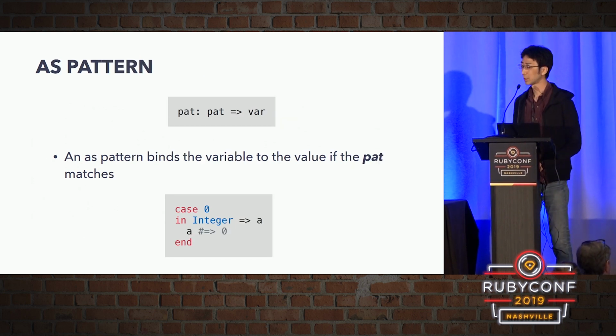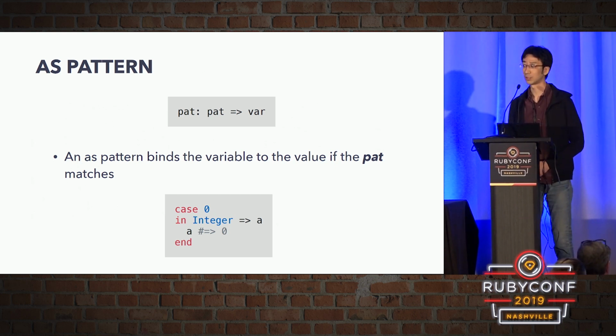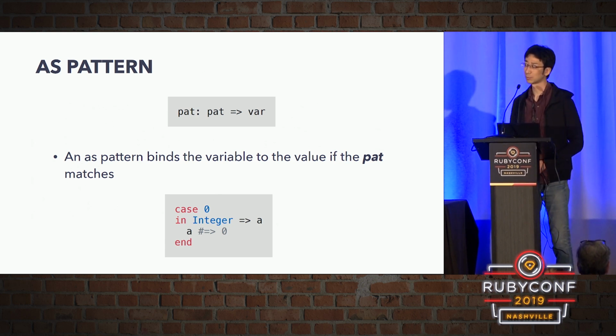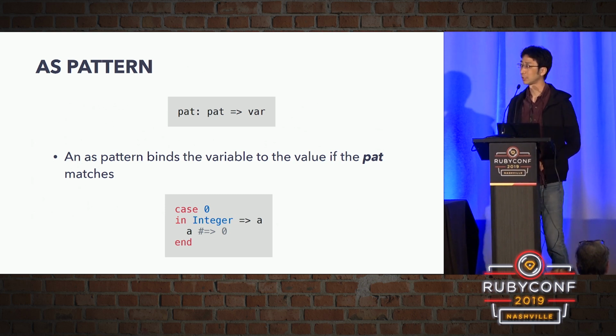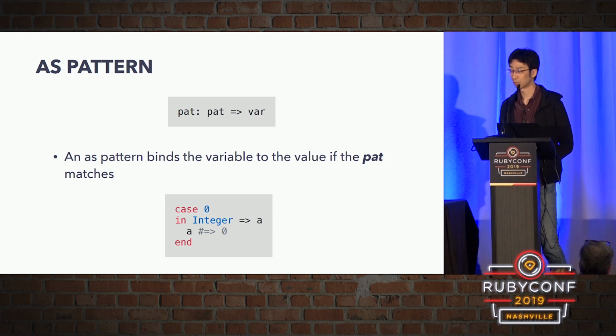And next is as pattern. As pattern matches the object to the pattern on the left side of the hash rocket. And if the pattern matches, the object is assigned to the variable on the right side of the hash rocket. I think it is similar to the rescue statement. Rescue statement also checks the exception class and assigns the exception object to the variable. So in this case, 0 is an instance of Integer. So the match is successful, and A is set to 0.